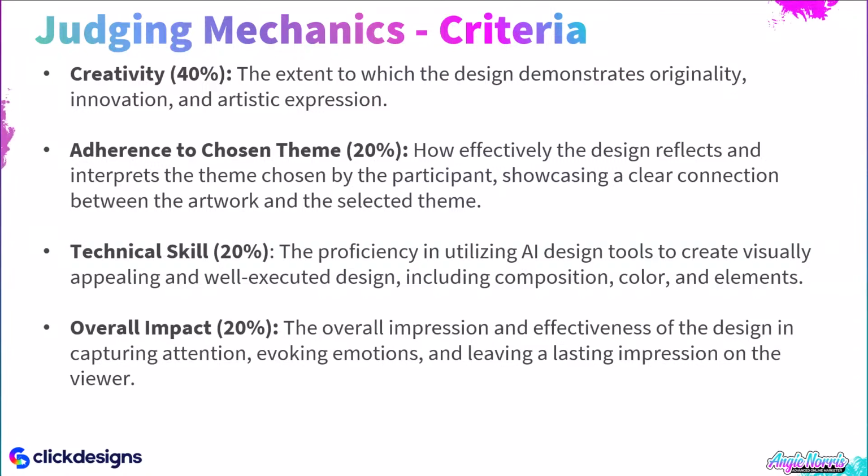Now, what are the judging mechanics? Well, these are the criteria. We have 4 different areas that they're going to be basing their decisions on. 1 is creativity, adherence to chosen theme, technical skill, and overall impact. So let me go through these one by one. Creativity is 40%. The extent to which the design demonstrates originality, innovation, and artistic expression. Number 2 is adherence to chosen theme. That's 20%. How effectively the design reflects and interprets the theme chosen by the participant, showcasing a clear connection between the artwork and the selected theme.